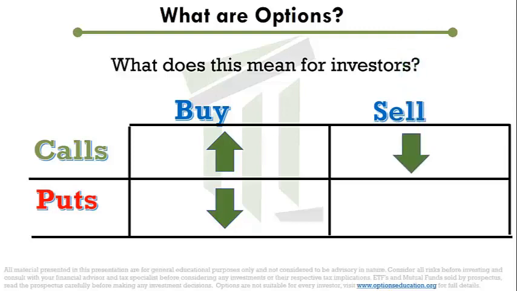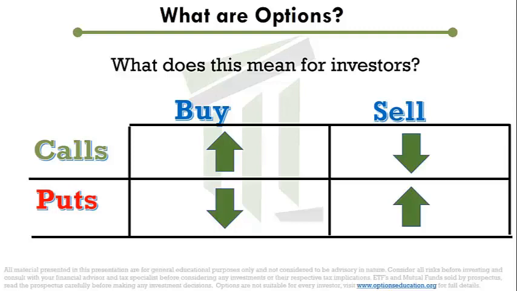Now, as the seller of an option, it's going to be exactly the opposite. The call will decrease in value if the underlying rises, but it will increase in value if the underlying goes down. So if you were the seller of a call, you would want the security to go down. If you're the seller of a put, you might want the security to rise.